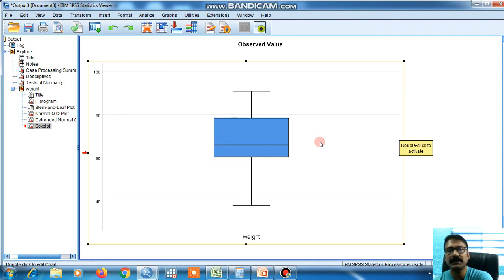Most researchers generally ignore this, but I think you should take care about these tests, because unless the population follows a normal distribution, we cannot apply many statistical tools.